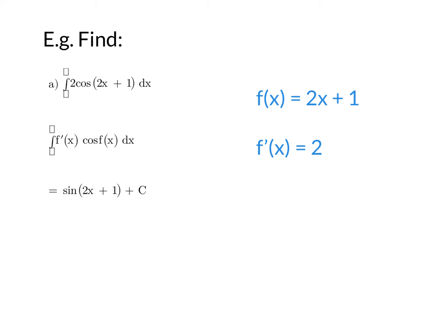So let's have a look firstly at the integral of 2 cos 2x plus 1. After the cos is the function, so f of x is equal to 2x plus 1. So f dash of x is equal to 2. The rule is that if we have the f dash of x out the front of the cos of f of x, then we get sine of the function. So the f dash of x is 2 and it is out the front of the cos. So we get sine of 2x plus 1 plus the constant.